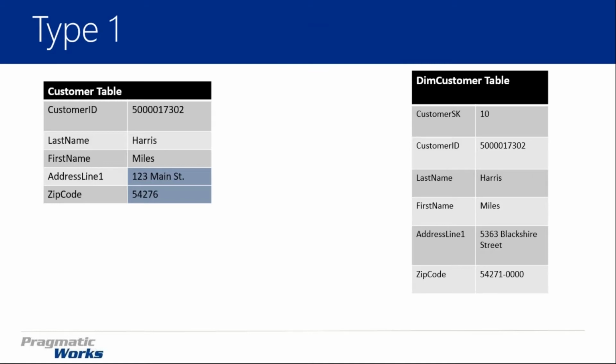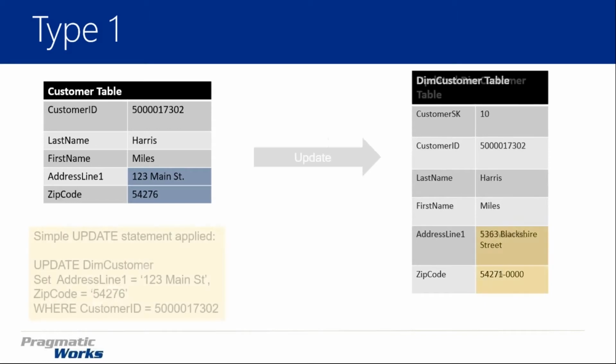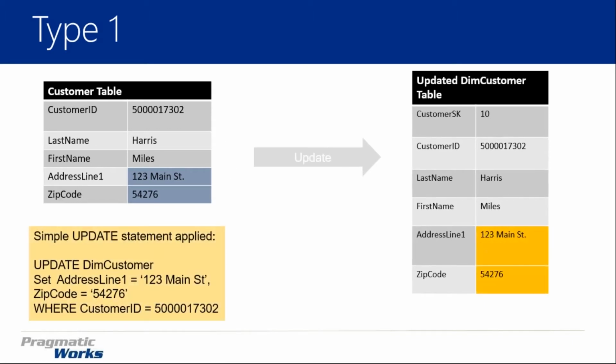So as the source record comes in, we can see Miles Harris has either, let's say, called a support line or gone online to his account, and made a change to his address. We receive that, and we are going to effectively erase and overwrite the Blackshire Street address. You can see the very simple syntax for making this update statement, it's really going to be this easy. That's Miles Harris's new address. There will be no record of Blackshire.